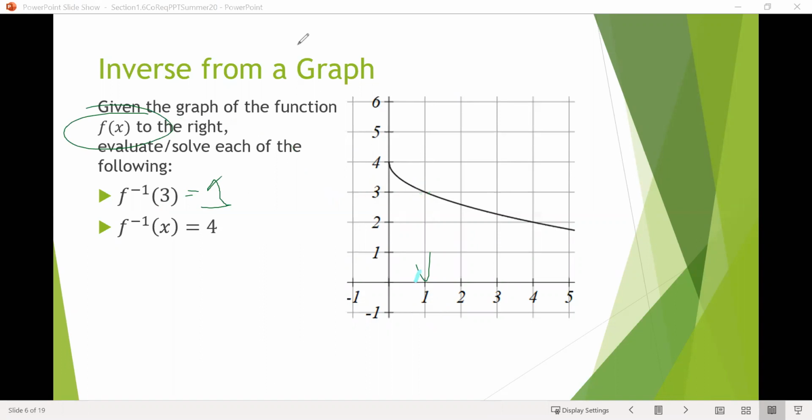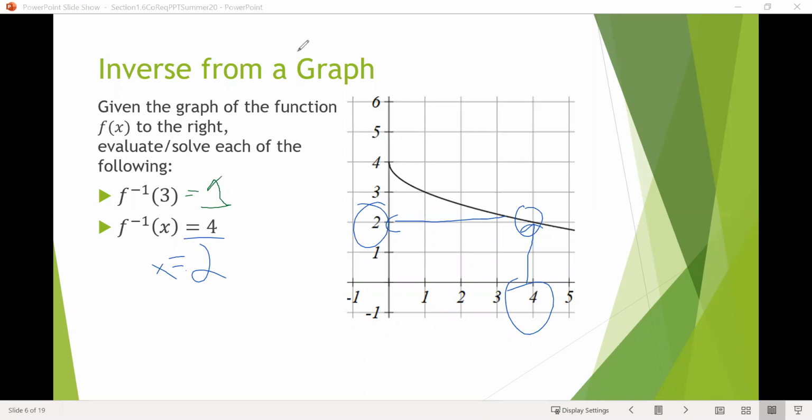Okay, next one then, we need to solve f inverse of x equals 4. Here they've given us an output for the function f inverse, but an output for f inverse would be an input for the original function, right? So on our function f over here, we go over to 4 on the horizontal axis because we know that's where the inputs are. Go up to the graph, see that it corresponds to this point, and then go over and see that the corresponding output there is 2. So the input for the inverse function would be x equals 2 there, okay?